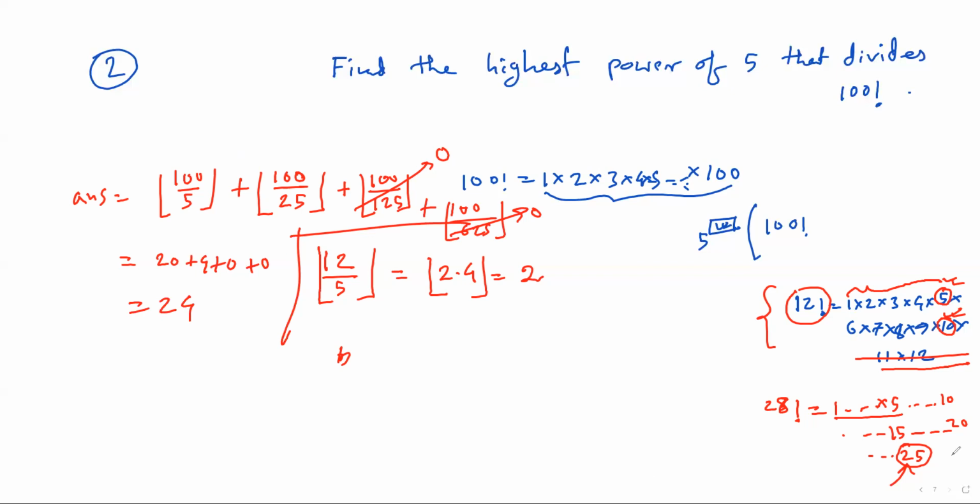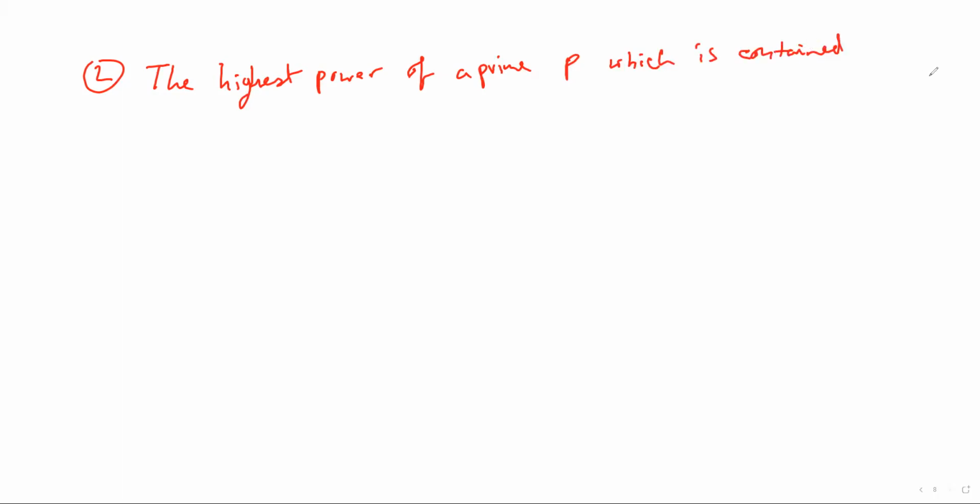No, sir. Okay. So let's generalize the idea to write this. The highest power of a prime p which is contained in n factorial is equal to floor of n by p plus floor of n by p square plus floor of n by p cube. You have to go on and on until you start getting 0 as the floor value. That is, you have to continue until p to the power k exceeds n, right? So this is another idea that we can implement using floor function.